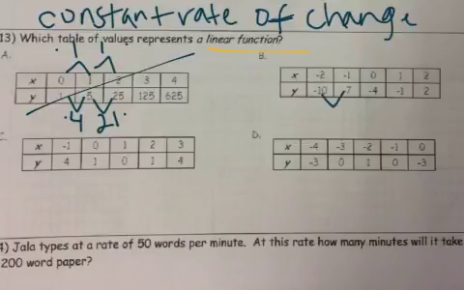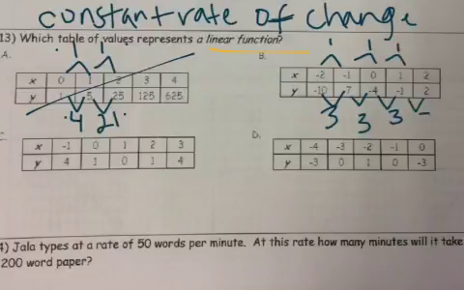From negative 10 to negative 7 is 3. This is 1. This is 3. This is 1. This is 3. This is 1. This is 3. This is 1. That looks pretty much the same. So I'm guessing that that's the right answer. But I'm going to check the other ones.